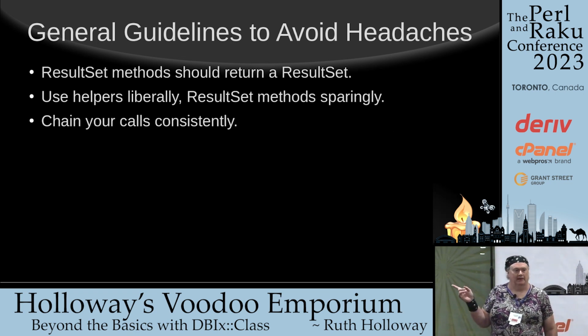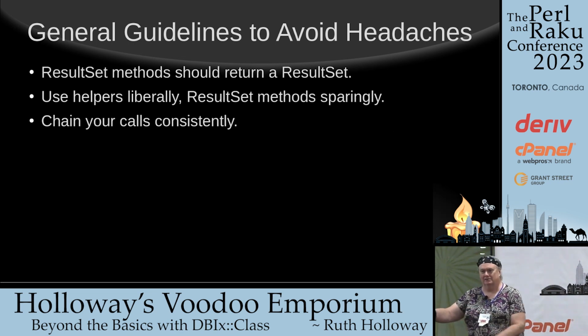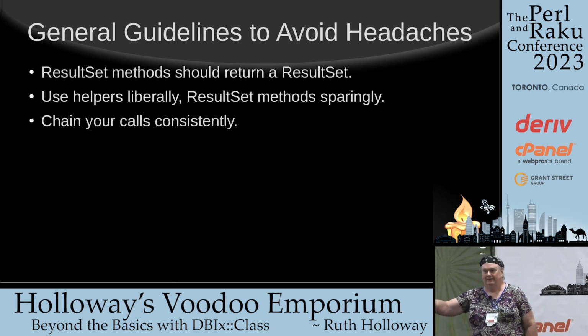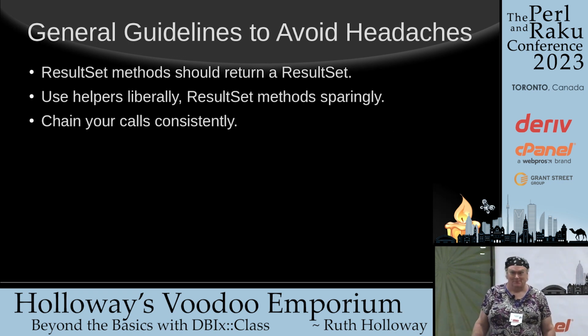Chain them consistently. My suggestion here is helpers, then your result set calls, then finally formatting and quantity output. So if you're going to do HRI for return me a hash ref of an array of hash refs, then put that down toward the end. You don't have to. SQL Abstract will fix it, and it'll do what you want, but putting that down at the end just makes things a little easier to read.